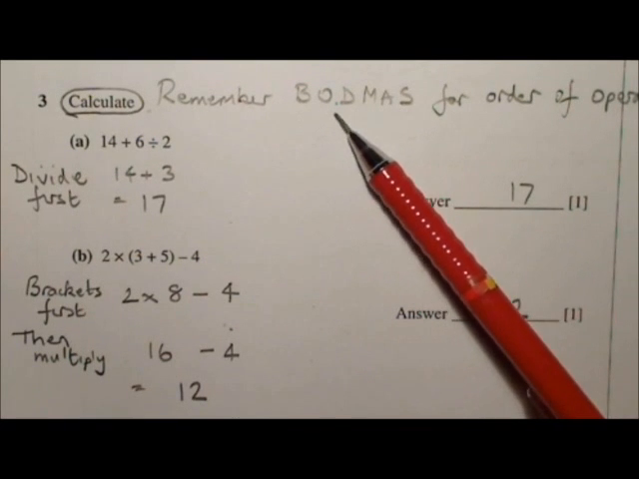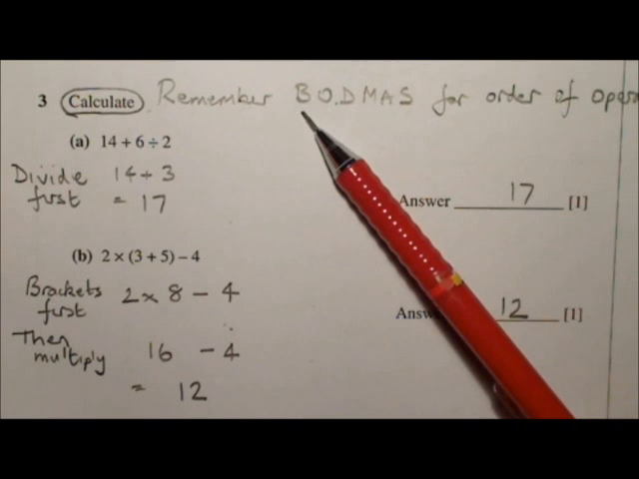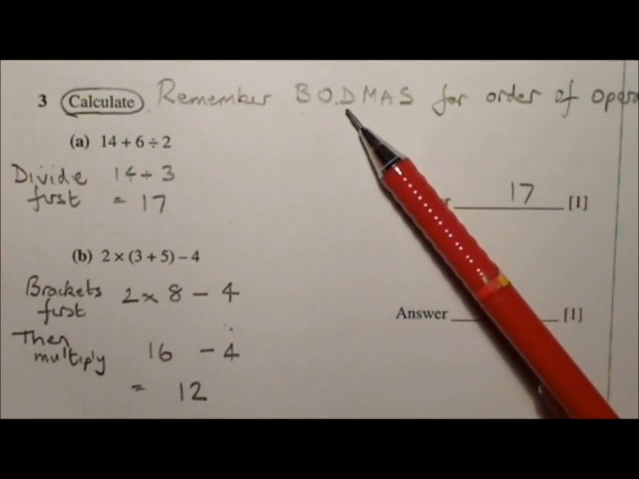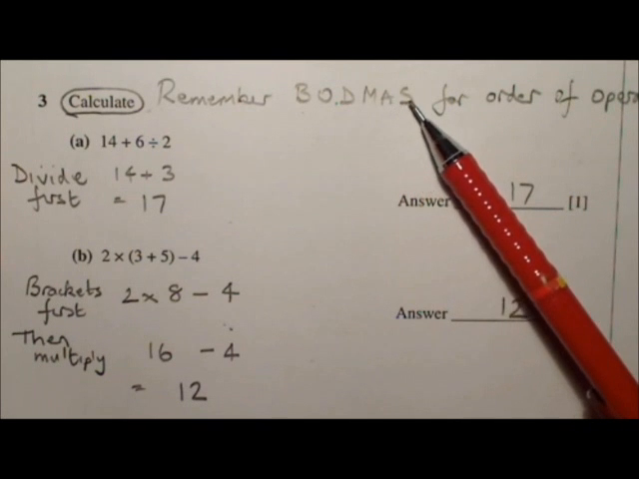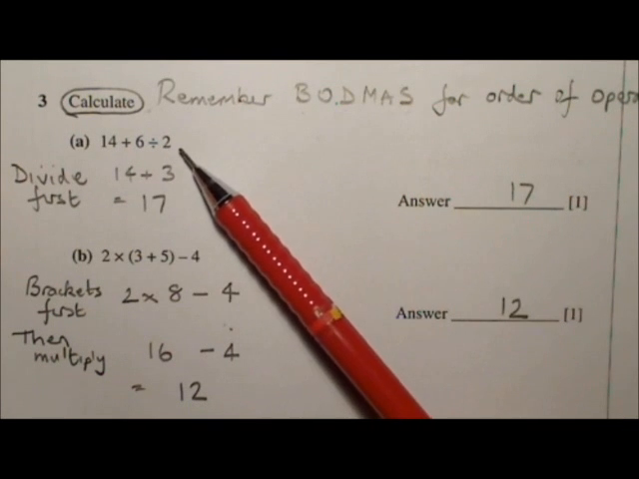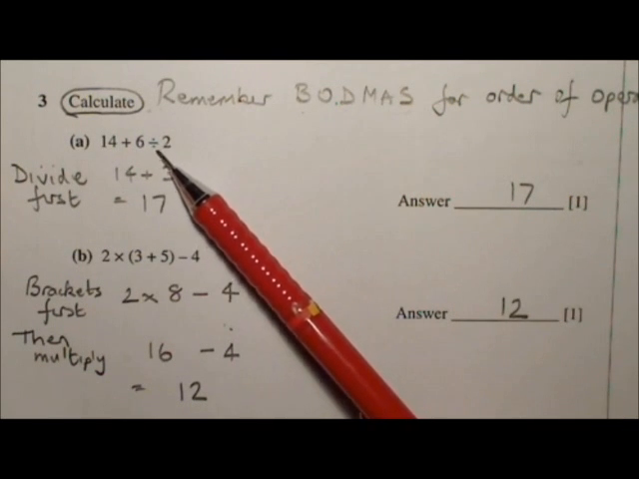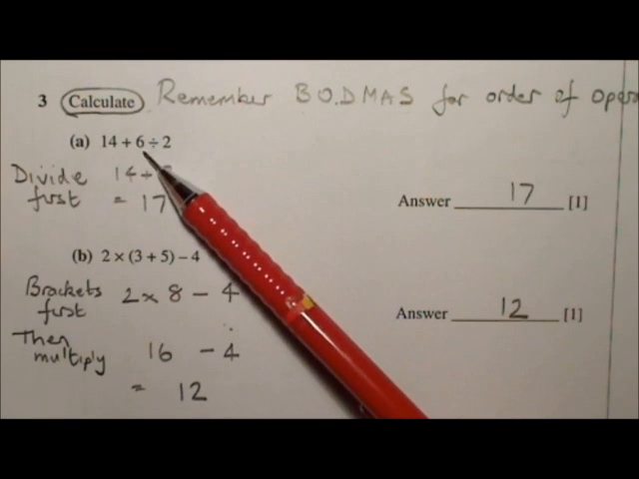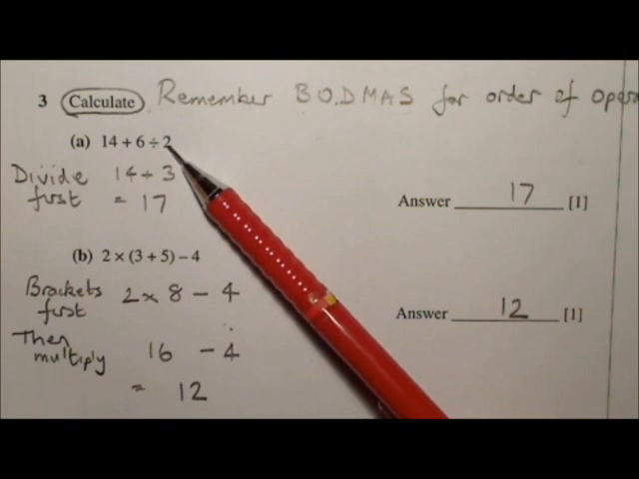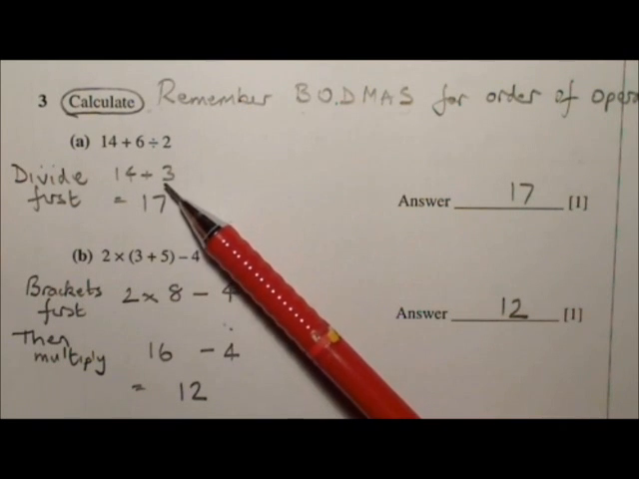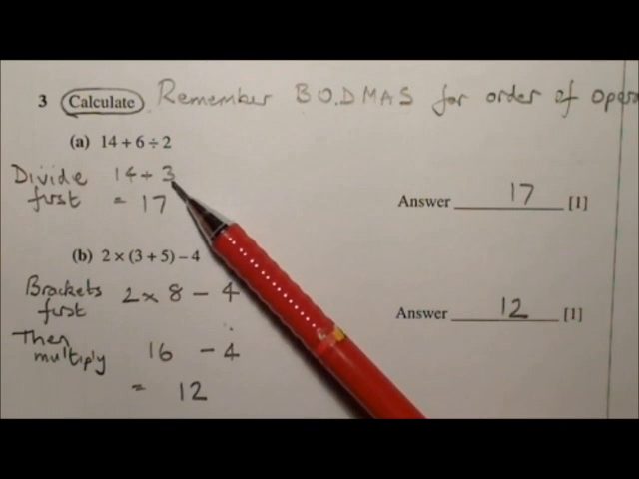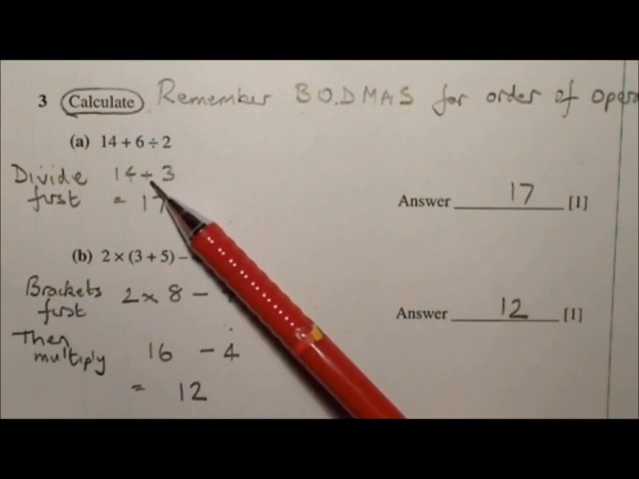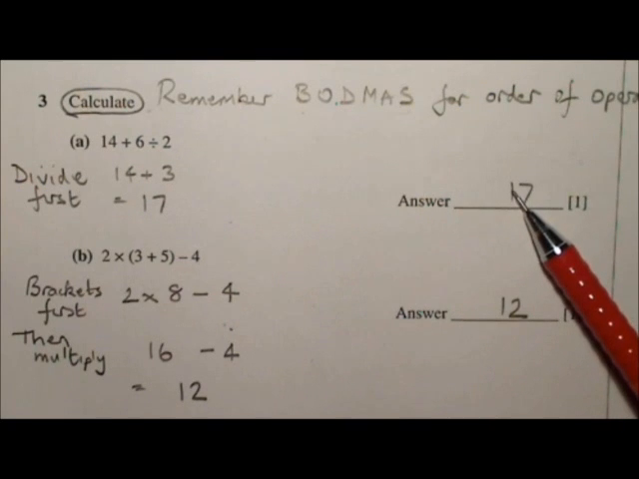So we have to remember here there's an order of carrying out these different operations. You have to remember BODMAS. That tells you brackets is first, and then we do powers, then divide and multiply before add and subtract. So here we've got a divide sign, so we've got to do the divide first. So it's going to be 6 divided by 2, gives us the answer 3. And now we can go back and add that answer to the 14. So it's 14 plus 3 is 17.